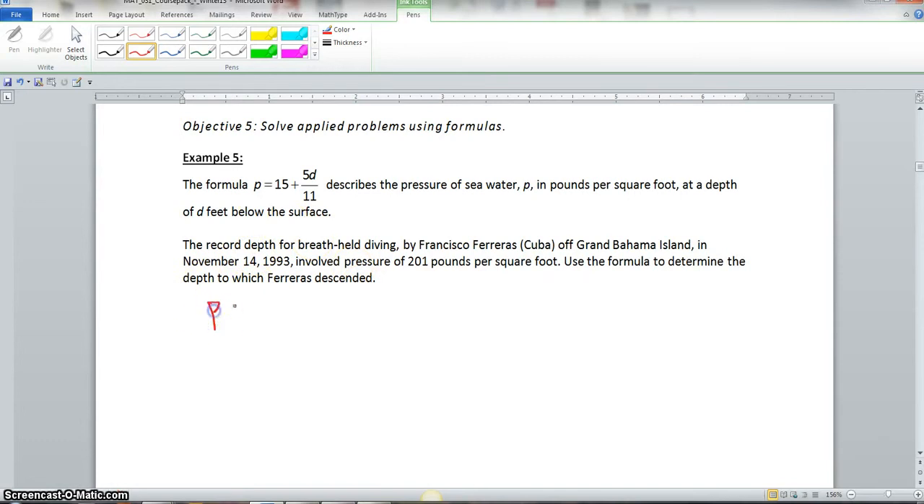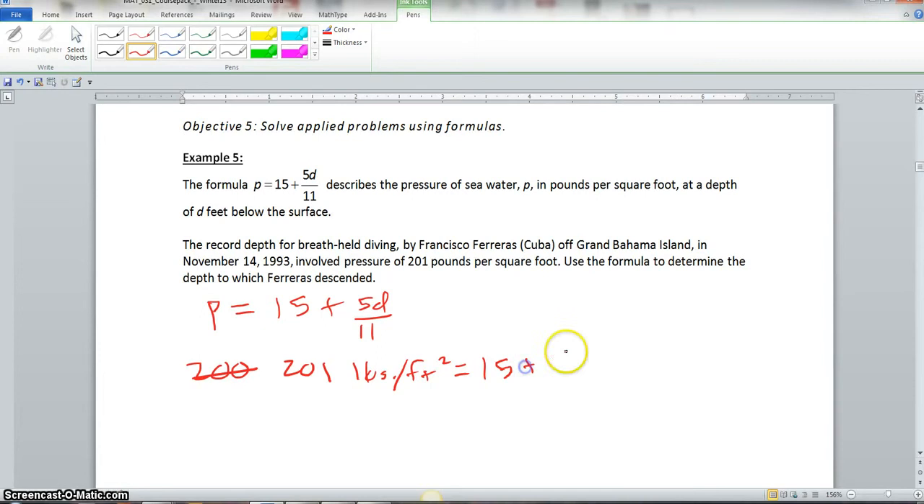So we will have P is equal to 15 plus 5D all over 11. Now we're trying to find D, but we're given the pressure. The pressure is 201 pounds per square foot is equal to 15 plus 5D over 11. Now the first thing we should do is subtract 15 on both sides.